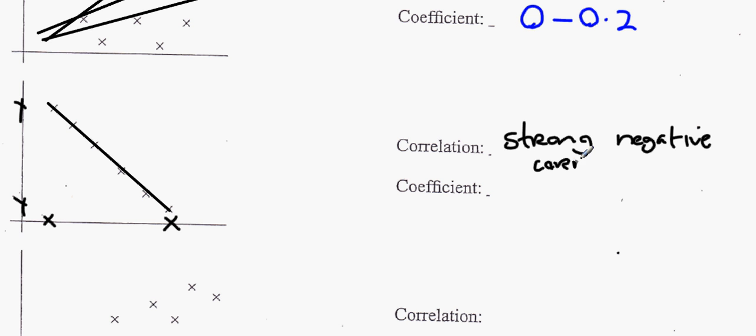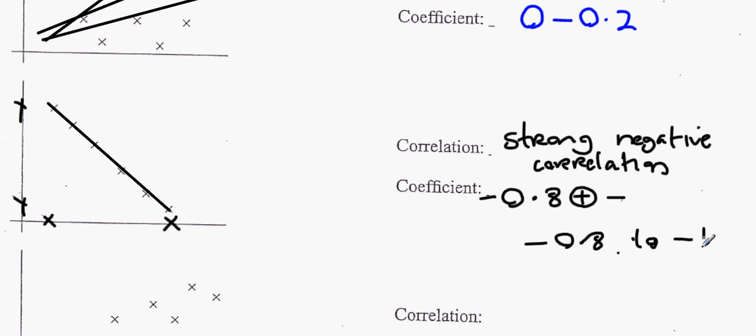Okay, now it's basically nearly a perfect straight line. Okay, so it could be anywhere from correlation coefficient, I reckon, of let's say 0.8 plus. Okay, so I'd probably go from minus 0.8 because it's negative, to minus 1. That's how strong it is. Okay, so remember, the first correlation coefficient was 0 to 0.2.